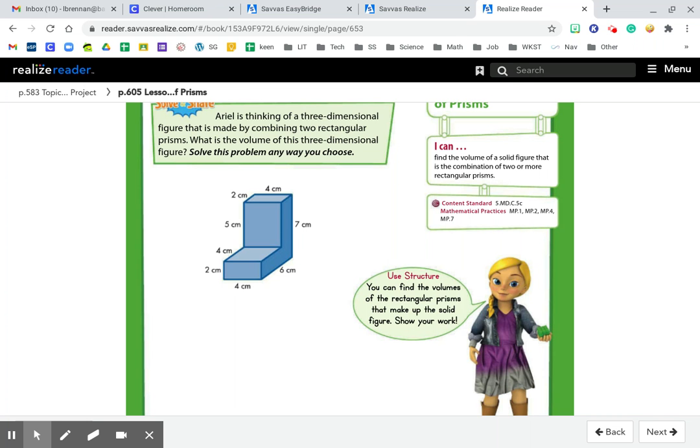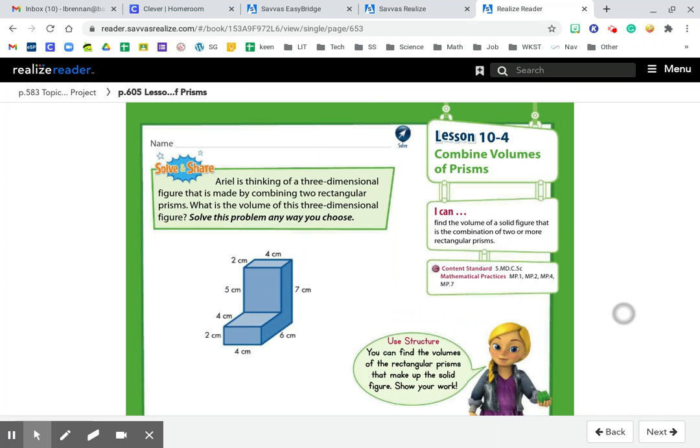All right, today we're going to be working on lesson 10-4, which is page 605, combining volumes of prisms. You already know how to find the volume of a single prism. Today, what we're going to be doing is taking two prisms and shoving them together and trying to find the total volume of the whole shape. So you get to decide how you're going to divide up the shape.